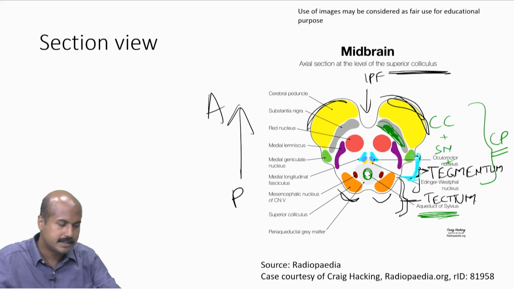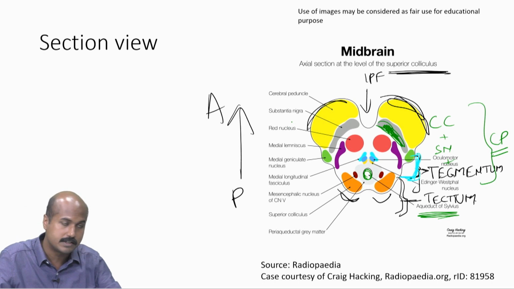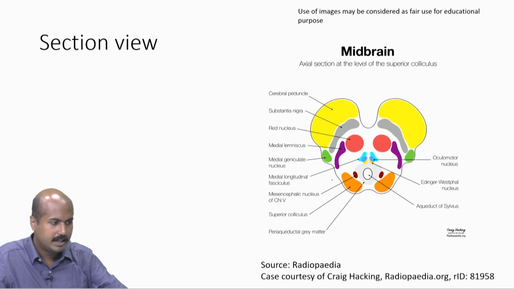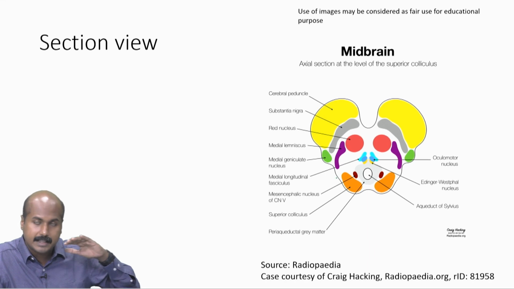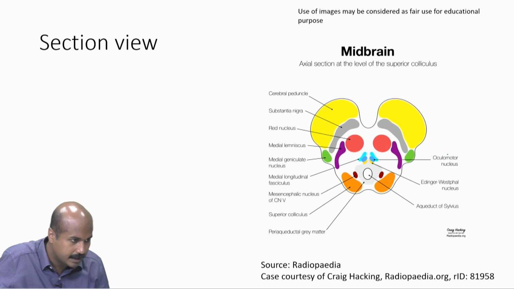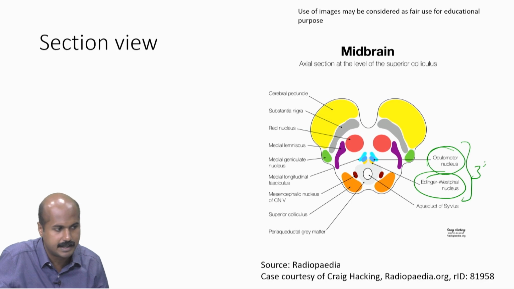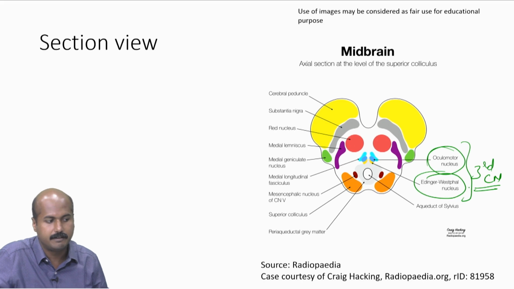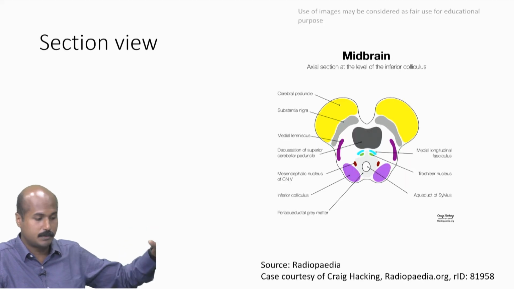Okay. So in this appearance, it is also important to notice one structure, and this structure is called the red nucleus. The red nucleus is located at the level of the superior colliculus. Now let me clarify one more point. At the level of the superior colliculus, you have the third nerve nucleus. Okay, third nerve nucleus. Here it is shown, oculomotor nucleus and the Edinger-Westphal nucleus. They are the third cranial nerve nucleus. The third cranial nerve nucleus is located at the level of the superior colliculus.